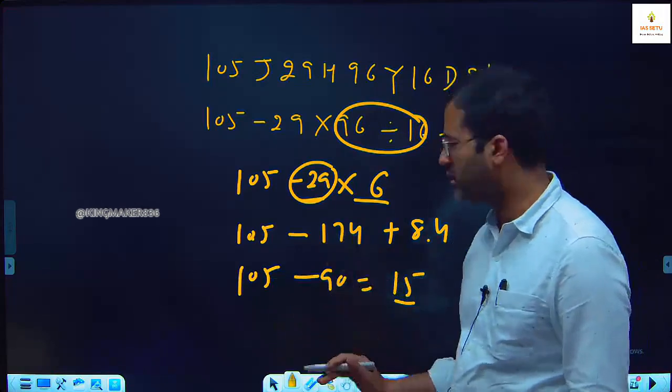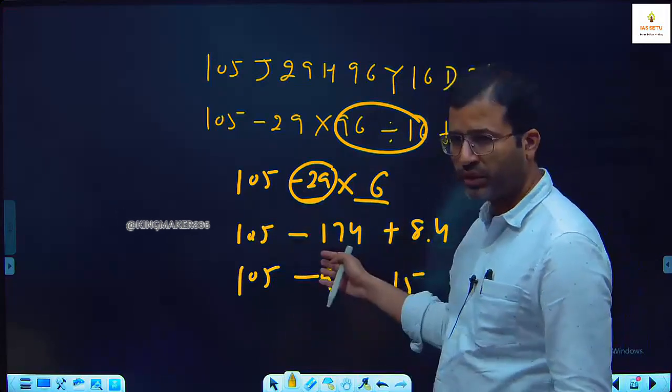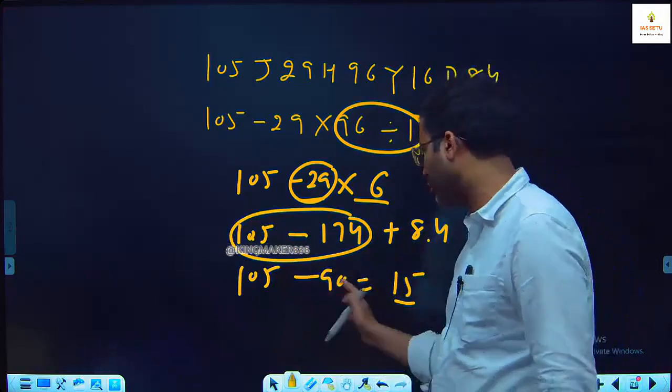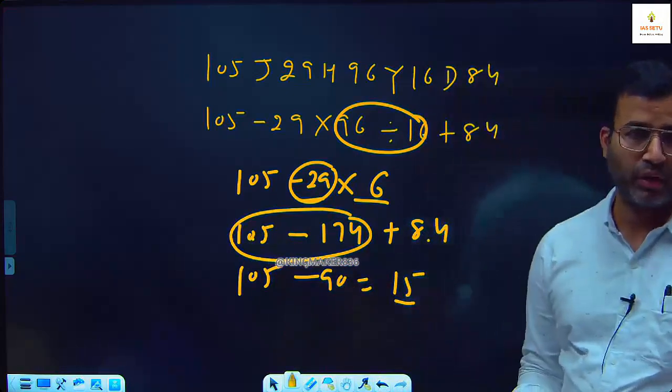एडिशन सब्ट्रैक्शन में देयर इज नो हार्ड एंड फास्ट रूल. पहले दो ऐड कर लो, सब्ट्रैक्ट कर लो, या माइनस और प्लस कर लो, या यहां से नेगेटिव ले लो फिर प्लस 84 कर लो. ओवरऑल आंसर 15 ही आएगा.